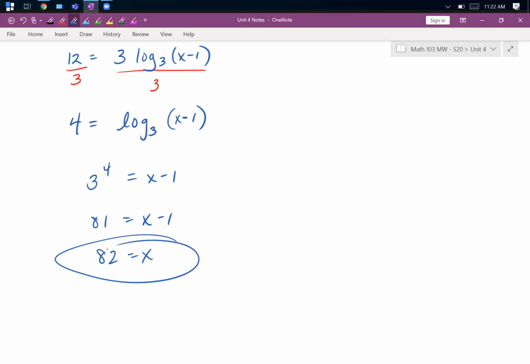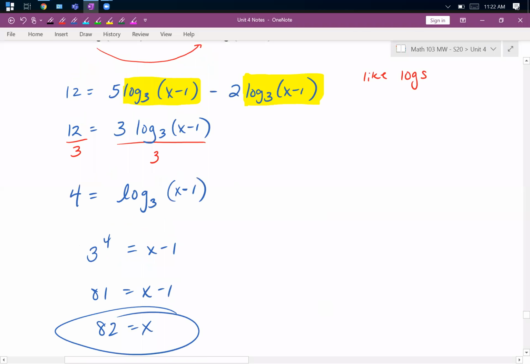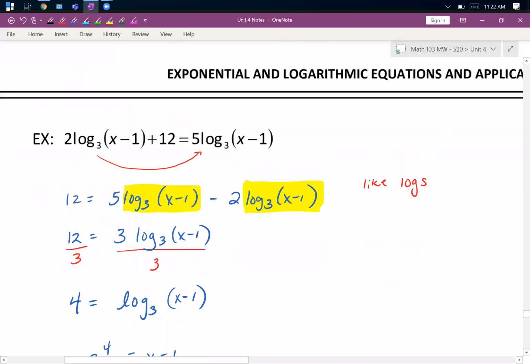When you're plugging it back into the log, you don't have to worry about the coefficients of the log. Nope, we're just doing a quick check, kind of like with rational equations. You just quick check your answer in the denominator to make sure it didn't give you a 0. We're doing that same kind of thing here. We're just quick checking and making sure that our argument isn't negative or 0. Okay. Anybody else?